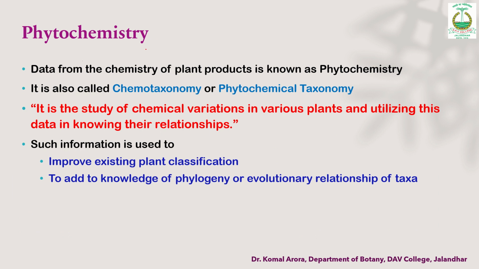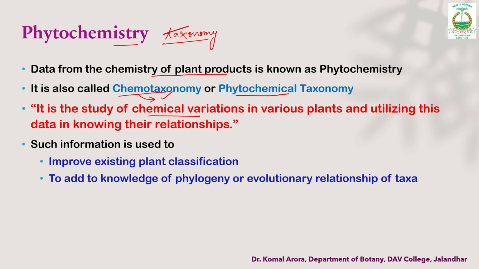Dear students, today we are going to study phytochemistry and how this is important for taxonomy. That is, what is the role of phytochemicals in taxonomical studies and identification in modern times. Now, what is phytochemistry? The data from the chemistry of plant products is called phytochemistry. This is also called chemotaxonomy because we are discussing chemicals and their role in taxonomy, or phytochemical taxonomy.